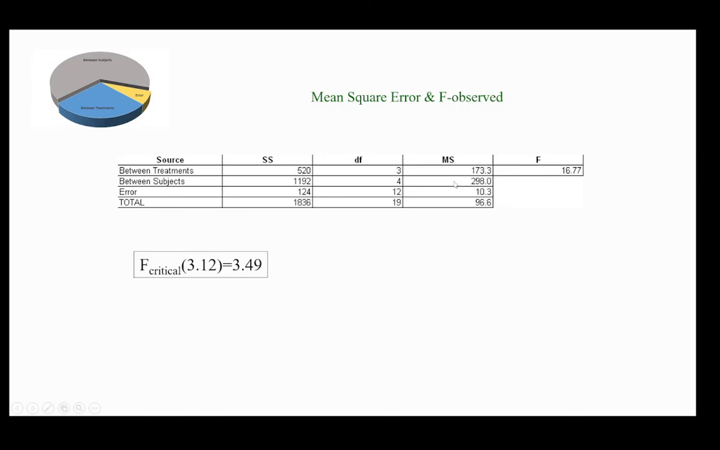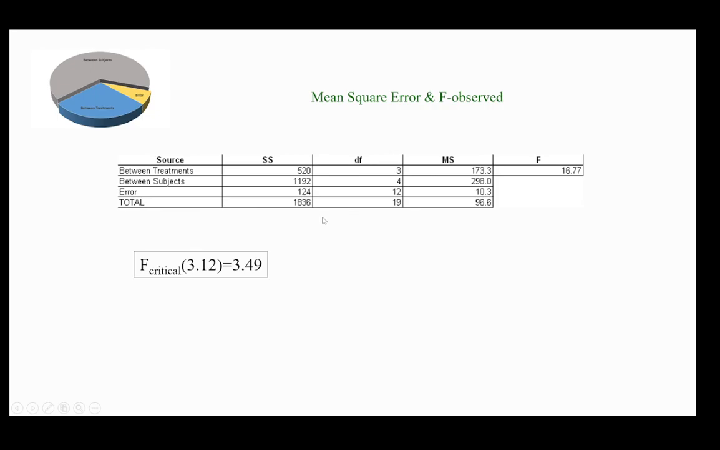And then I complete my source table. And my F observed is the 173.3 divided by the 10.3. So my F observed is 16.77. Once again, 173.3 divided by 10.3. Okay, that ends that show. And what I'm going to do is I can walk through the calculations in SPSS or in Excel.